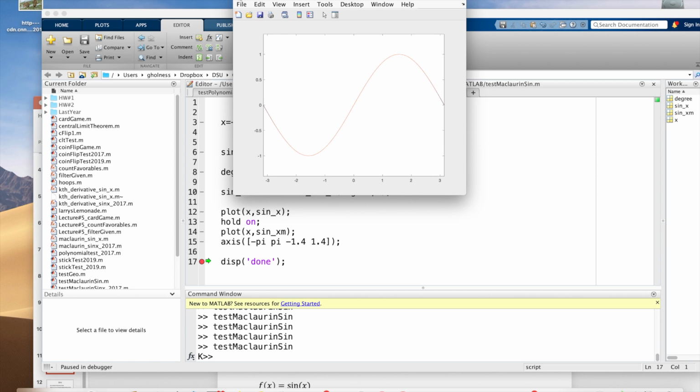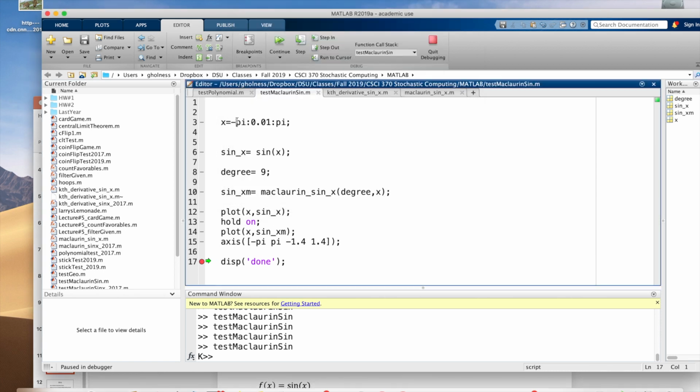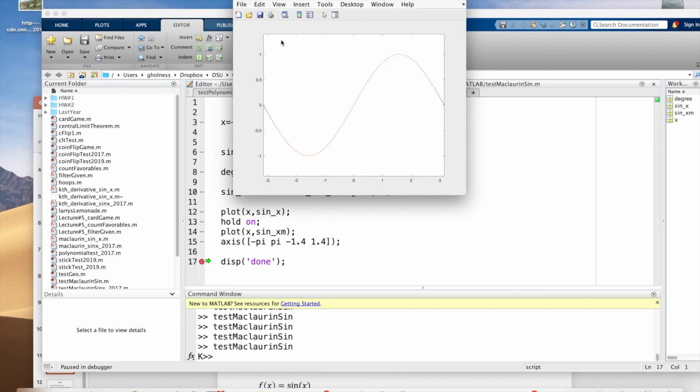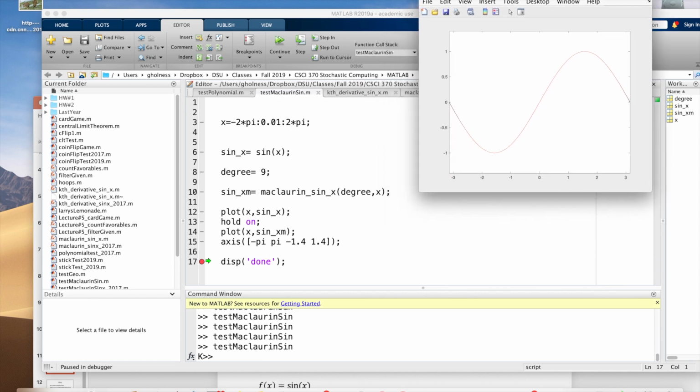So let's see what happens if, instead of pi, we went from minus 2 pi through plus 2 pi. See if we can do 2 cycles and preserve it through. Yep, ninth order does it. So here we can do 1 pi, we can do 2 pi, and guess what? Ninth order Maclaurin approximates it perfectly.